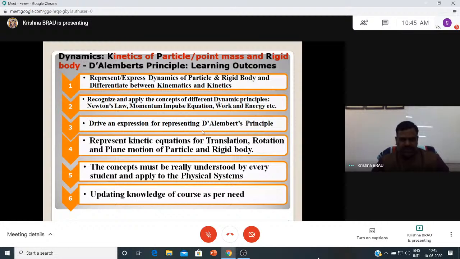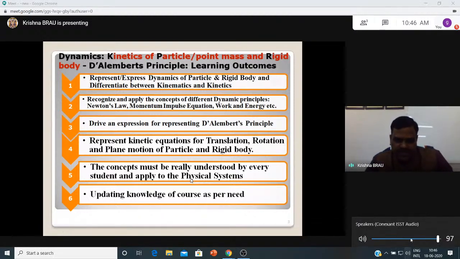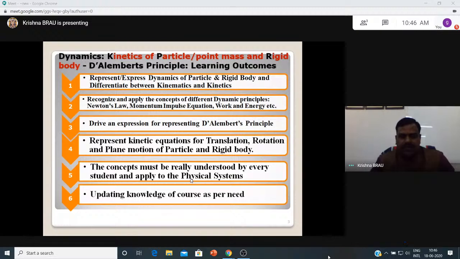We will concentrate on this. You are going to get it for all types of motions like translation, in translation again rectilinear translation and curvilinear translation, rotation, and plane motion. The concepts must be really understood by every student. Once you are clear with the concept for a particle and rigid body, you can apply it to any physical system, be it mechanical, civil, electrical or electronics. Then update your knowledge as per the need. So these are the learning outcomes from today's class.